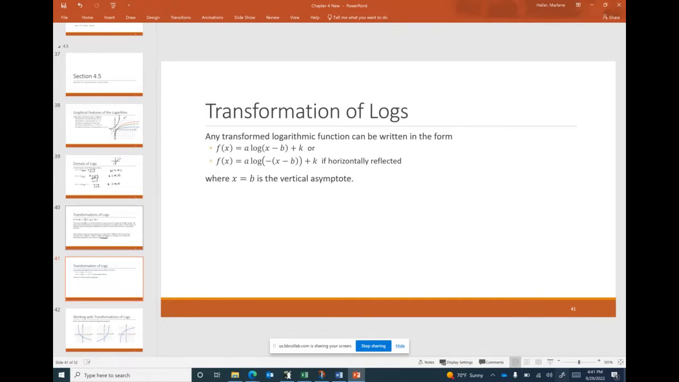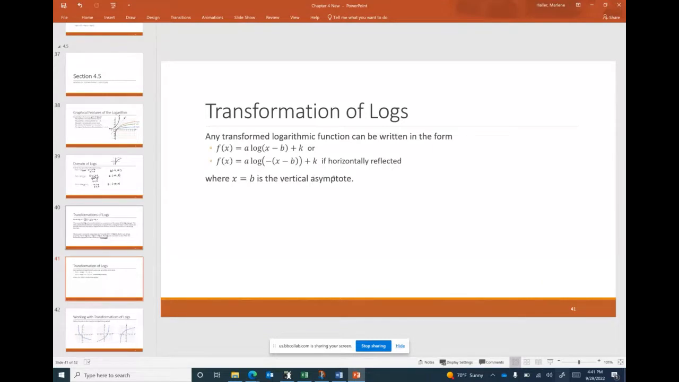So because of that, the standard form that we can use for transformation of logarithms is a little bit easier. We have two versions of it. The first one is when there's no horizontal reflection. It's a, that's our vertical stretch or shrink, times the log of x minus b. B is going to be our horizontal shift. And then plus k, where k will be our vertical shift. If we have a horizontal reflection, though, we'll use the second version, a times log of negative, in parentheses, x minus b, and then plus k.